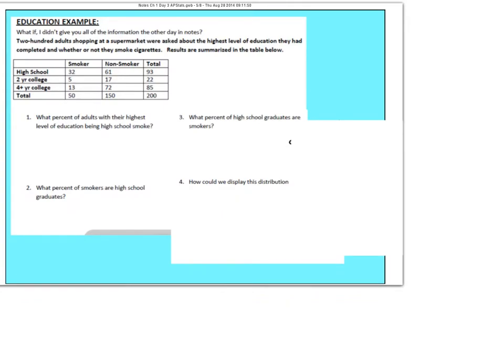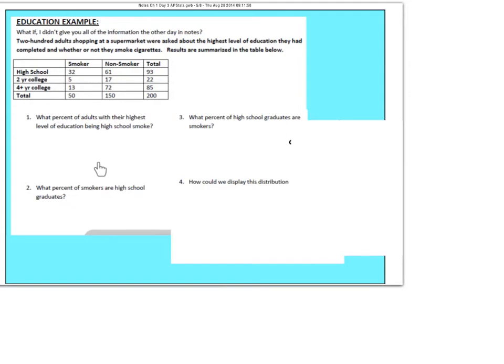Let's look at another example for answering some questions about marginal and conditionals. Here we have 200 adults shopping at a supermarket. We're asked about their highest level of education that they had completed or if they were a smoker or not. So here we have the two-way table about education and your smoking, and we see the information here. We see the marginal totals are actually computed. Question 1, what percent of adults with their highest level of education being high school smoke?